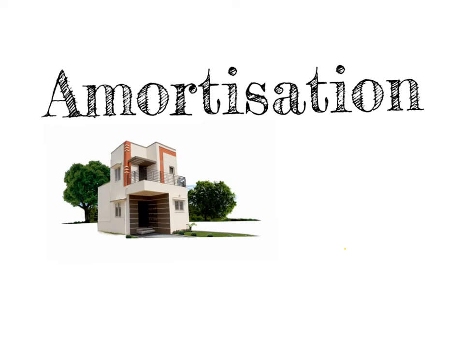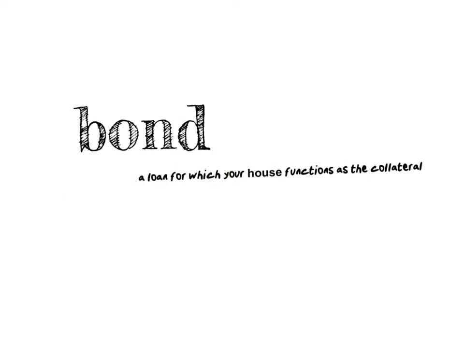Let's have a look at amortization. So when we do amortization, there are a few definitions that we need to know. Firstly, what is a bond? A bond is a loan for which your house functions as a collateral.